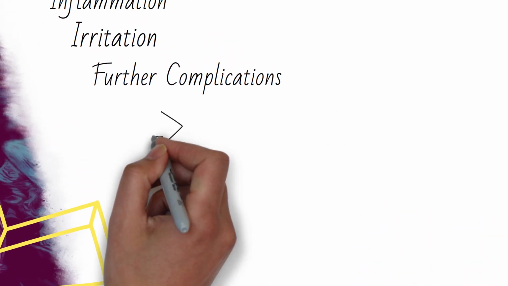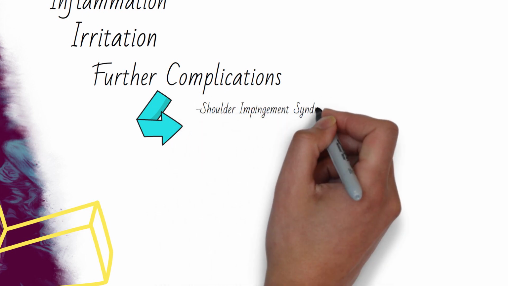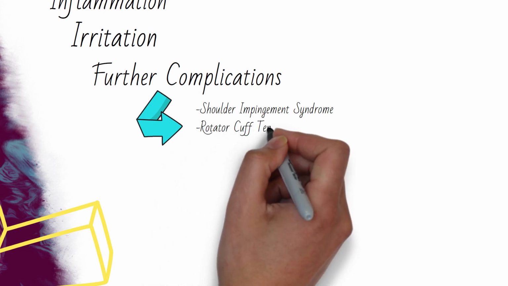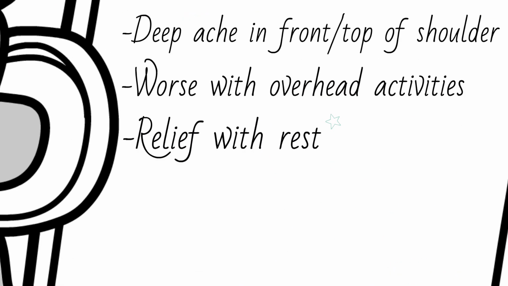Patients with longer-term bicipital tendinitis may experience those further complications I was mentioning earlier. Those complications are shoulder impingement syndrome, rotator cuff tendinitis, and other forms of glenohumeral instability.